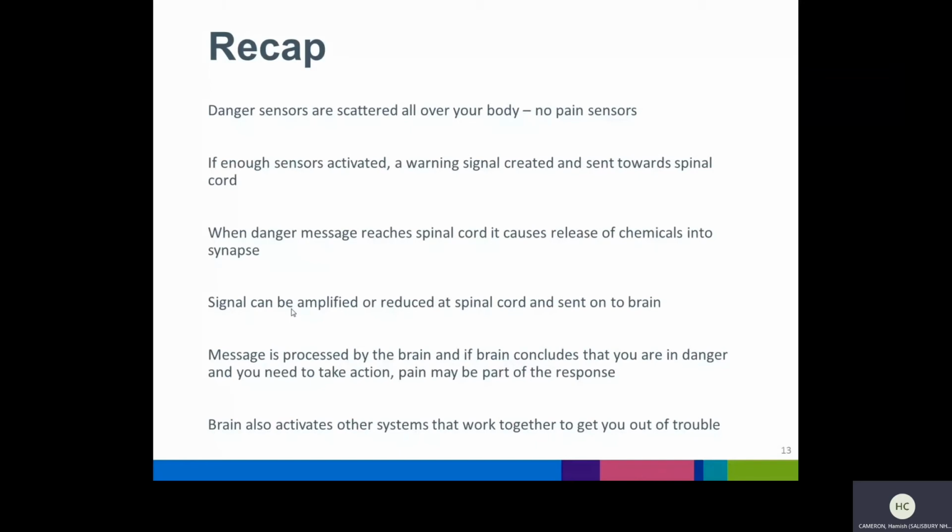And it's processed by our brain, and if our brain concludes that we're in danger and that we may need to take some action, then we may get pain as a part of that response. It also activates other systems that we'll go on to in a future talk that work together to get us out of trouble.